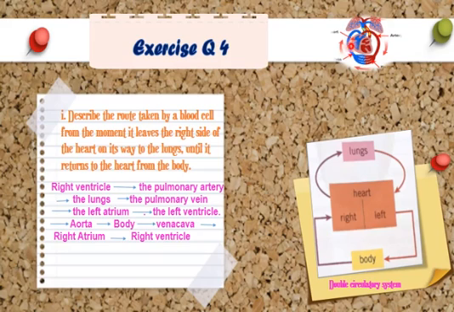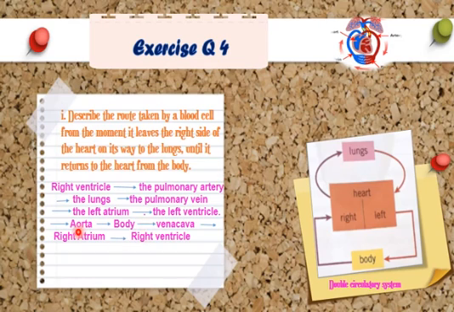So it gives the deoxygenated blood to the lungs, and from the lungs it carries the blood to the left atrium. This is the left atrium, right? So the left atrium receives the blood, and then it moves to the left ventricle. The left ventricle is the lower chamber, and from the left ventricle the blood is moved to the aorta and then to the body.